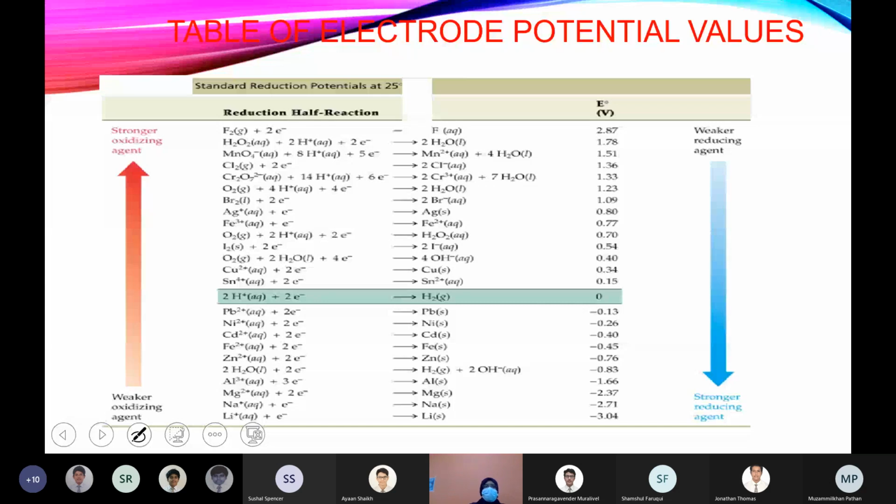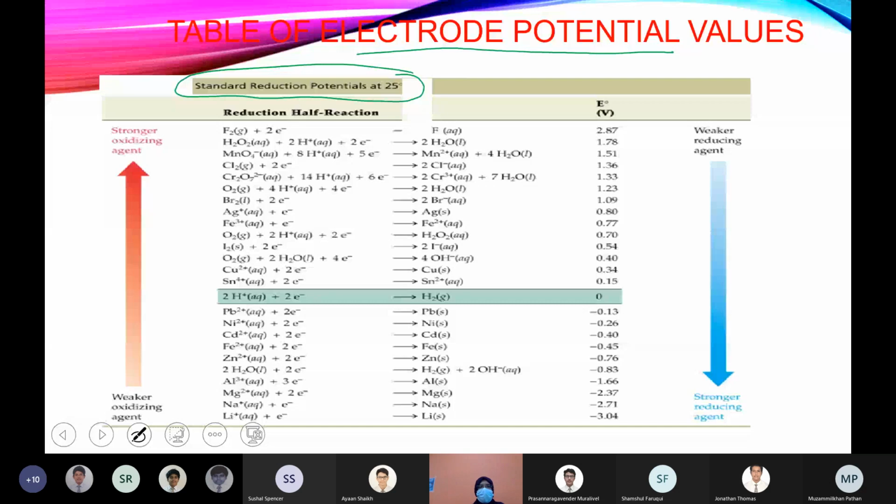So you can see the heading given here is standard reduction potential, but the main heading is standard electrode potential. It's the same thing, because whenever you find the word electrode potential in your textbook or question paper, it automatically means reduction potential. They will never give you the oxidation potential, but you can find it out. The value will be the same, only you have to change the sign.